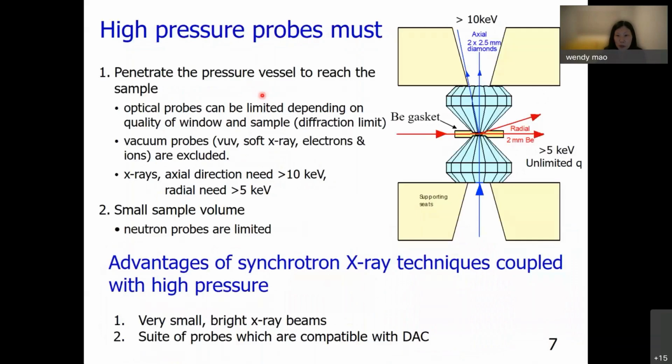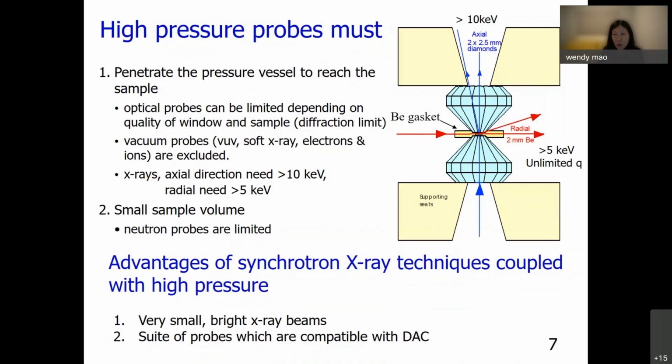So this is really important if we consider the requirements for high pressure probes. The first is that, of course, the probe must be able to penetrate the pressure vessel and reach the sample. And so you can use optical probes, but they can also be limited depending on the quality of your window and the sample. And then also you can hit the diffraction limit. Vacuum probes like soft X-rays, electrons, and ions are of course excluded. And then for X-rays, you need to have hard X-rays. So in the axial direction, if you're going through the diamonds, generally you need X-rays that are above 10 keV. And if you go through an X-ray transparent gasket like beryllium, you still need hard X-rays around 5 keV to reach the sample. And then also, as I mentioned before, the sample volume is quite small.